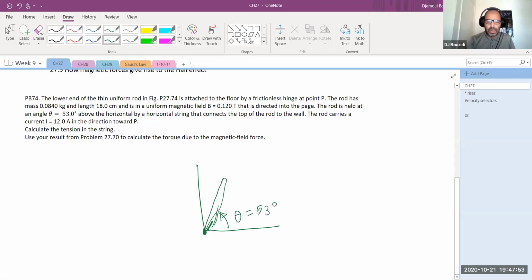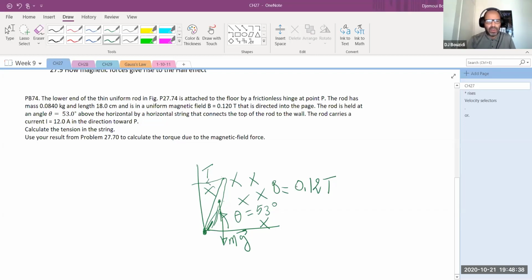It's held in place with a string, and the string must provide at least a tension T. In addition to that, the rod has a definite mass, which means it's subject to the force of gravity, mg. And again, this whole thing is bathing inside a region where there is a magnetic field with a given value. The magnetic field B, in magnitude, is equal to 0.12 Tesla.